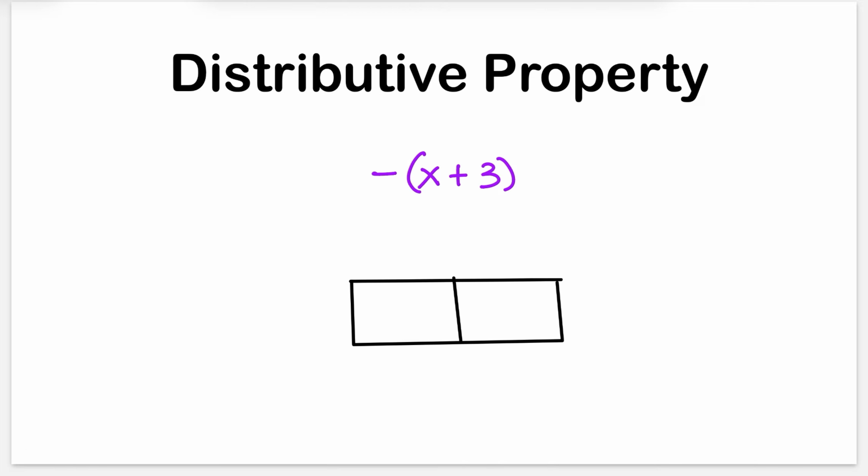If I'm going to use an array, I will put that negative in front as a -1, then put the x plus 3 above the array. Then I'm going to multiply. I'll take the x times the -1, and that gives me negative x. Then I'm going to multiply the 3 times -1. That gives me -3. Then what remains inside the array is my answer. I have negative x minus 3.